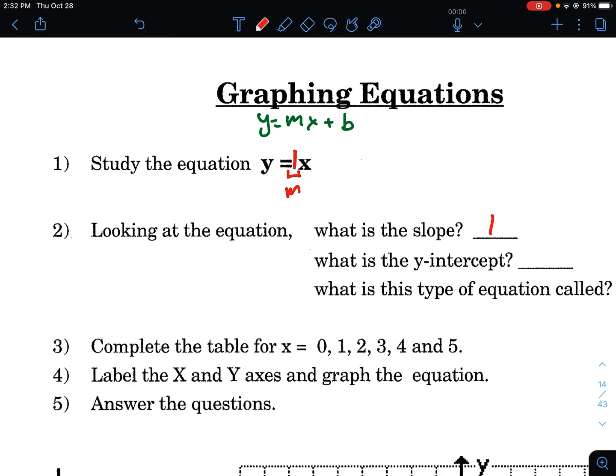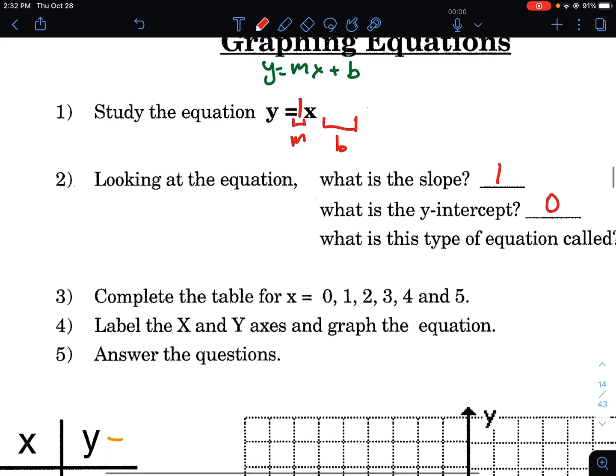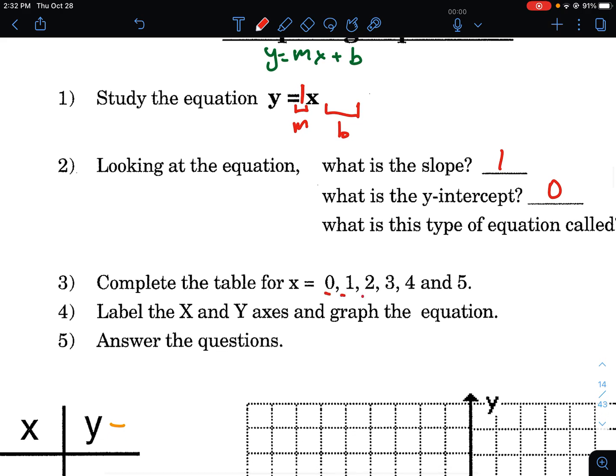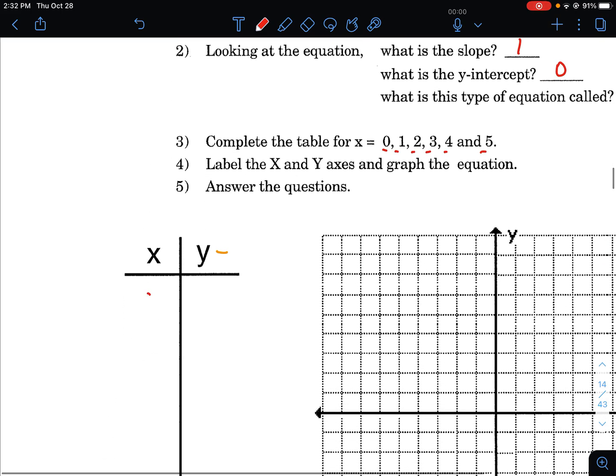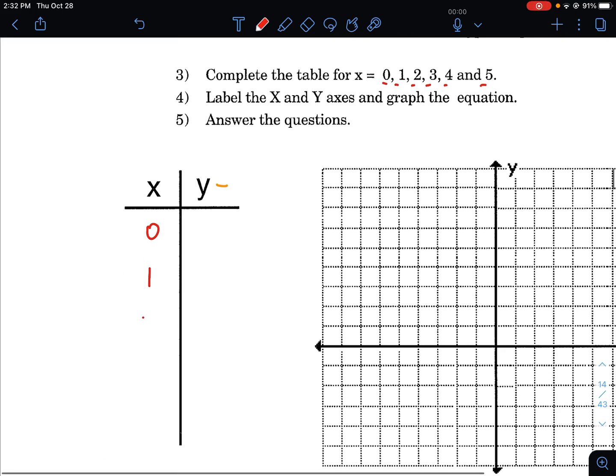What's our y-intercept, our b? Well, this is normally where it would be, and we see no number there, and no number being added, and when you're adding nothing, that's the same thing as adding 0. So now we're going to complete the table when x equals 0, 1, 2, 3, 4, and 5. And they want us to use the equation y equals x.